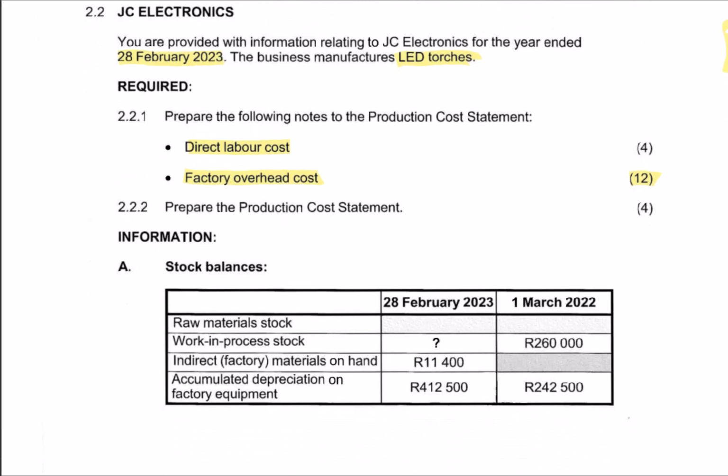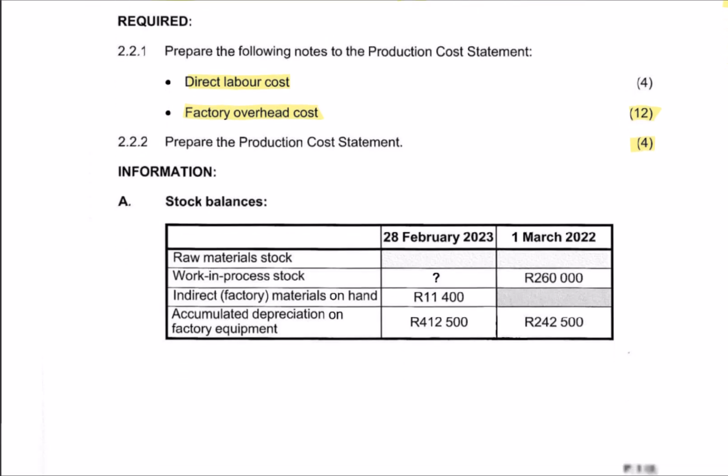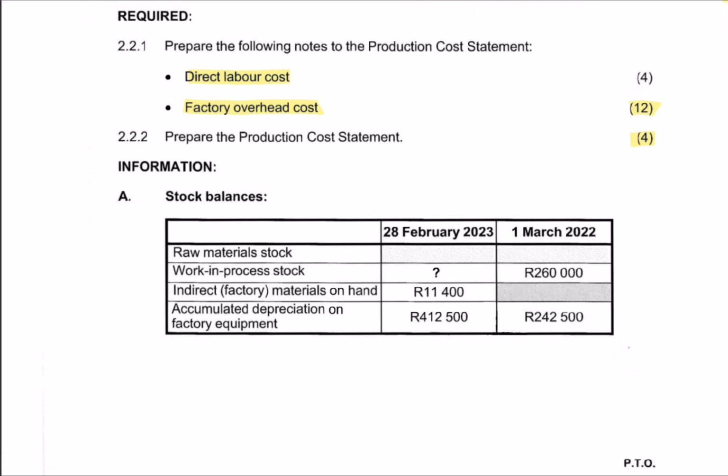Prepare the production cost statement. You only have 4 marks there. That means you're not preparing a full production cost statement. Then information on stock balances, raw materials opening, that is 2022, and closing, that is 2023. At 1 March 2022, that's the first day of the financial year. Then 28 February 2023, that's the last day of the financial year, so that's the closing balance. We're not given any stock of raw materials.